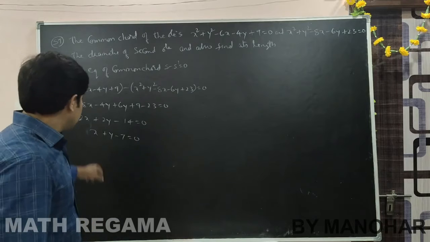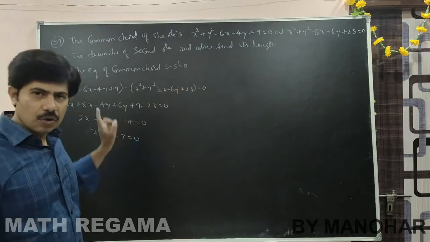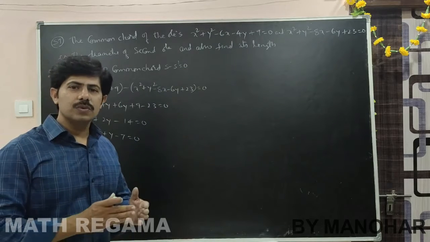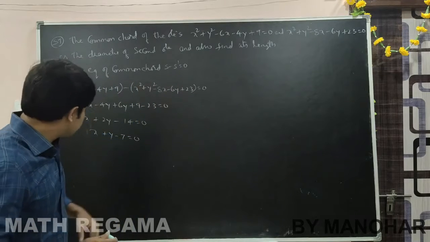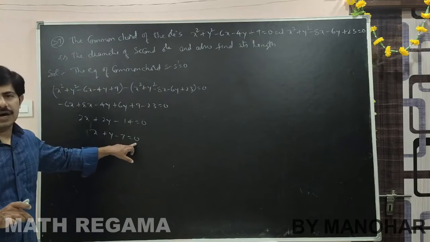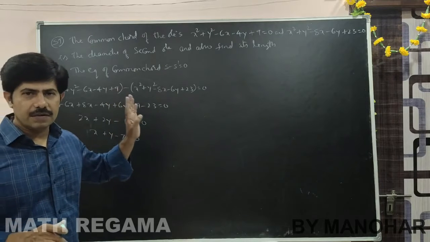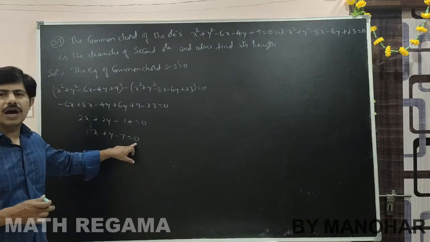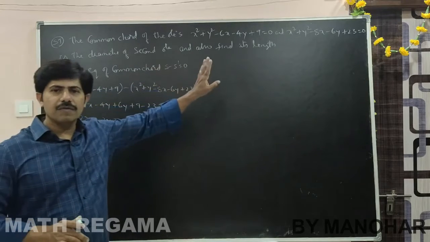So we have to prove that the common chord is the diameter of the second circle. Diameter means it passes through the center. So what I'll do is find the center of the second circle and substitute it in this common chord. It should satisfy. Satisfy means what? We should get the RHS, that means the result should be 0. If we get 0, then we say the common chord is the diameter of the second circle.